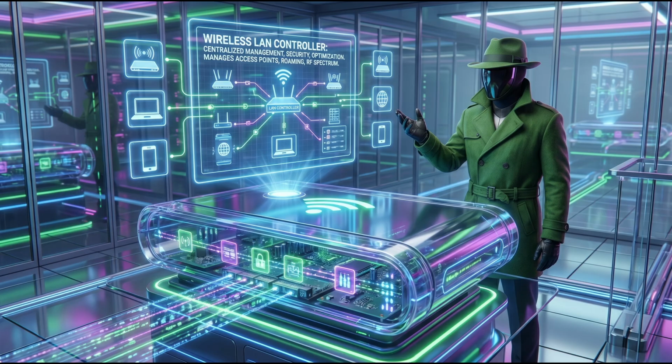So whether it's a campus, a branch, or a cloud managed site, the WLC sits at the center, keeping every AP right. CAPWAP tunnels, RRM, roaming, rogue detection, know them cold. Wireless LAN controllers, that's how enterprise wireless is controlled.